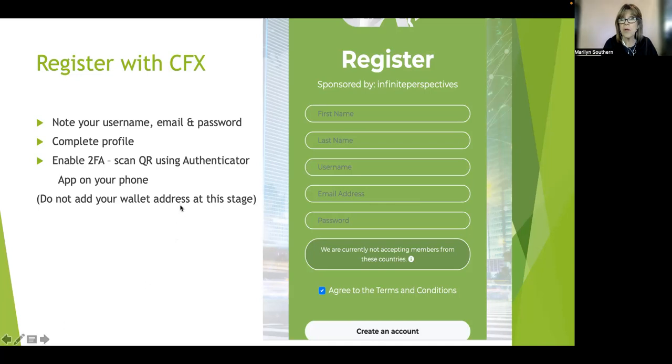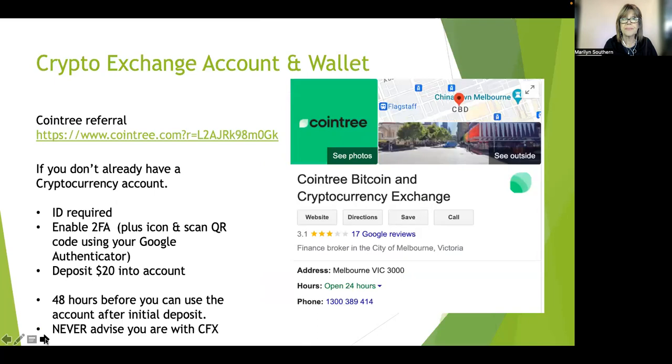You don't need to add your wallet address at this stage, because you won't have established your crypto wallet. Agree to the terms and conditions. I have a PDF available, and then create your account. Use your two-factor identification to get that established with CFX straight away. Then what I would like you to do is go over and join a crypto exchange. If you don't already have one, I do recommend CoinTree.